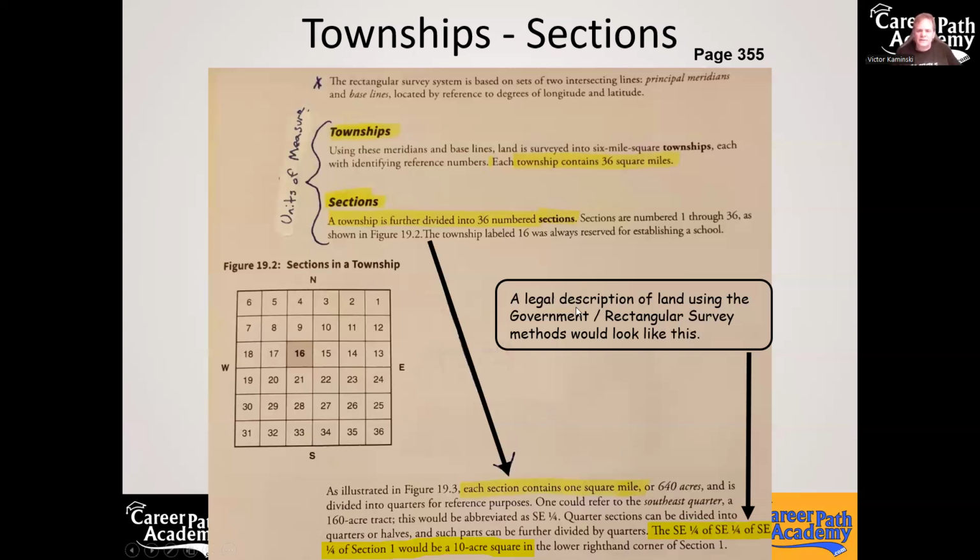And don't forget to write down that this is a legal description of land using the government rectangular survey method so you can see what it looks like. Because that may be an exam question: which legal description of land would read this way? I got it. Everybody still writing? Okay.